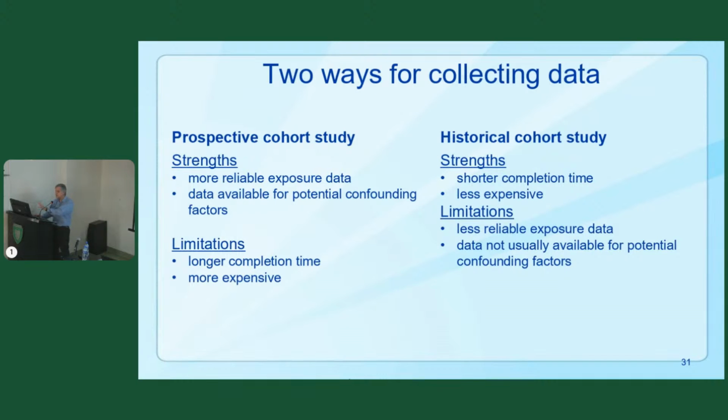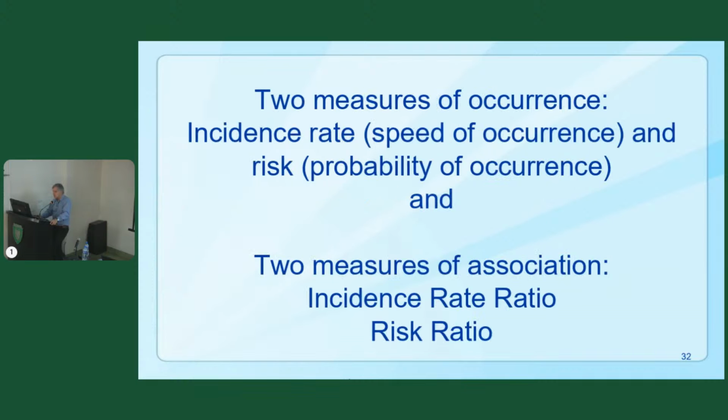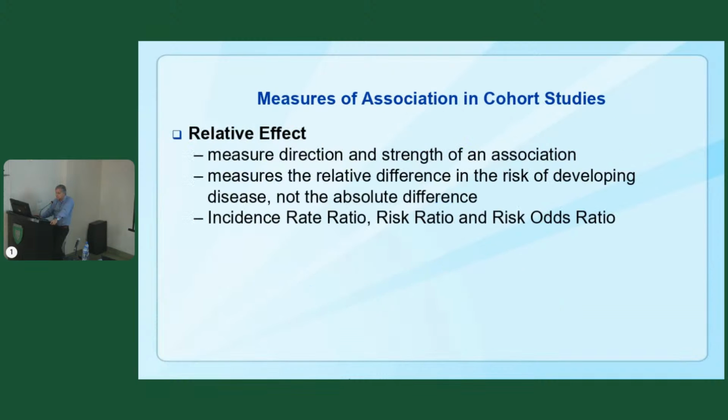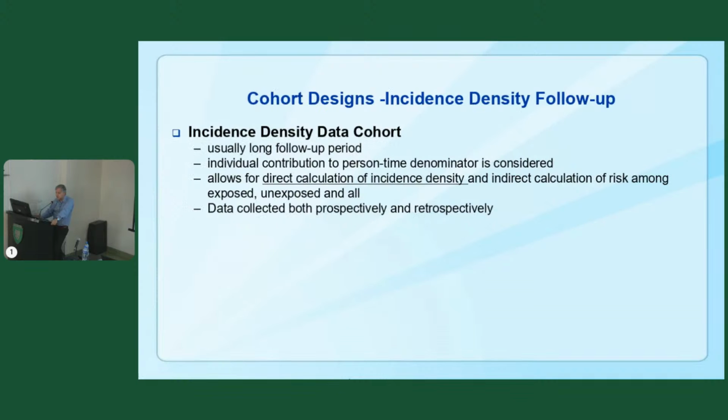Strengths and limitations, you can study that. There's a little bit of both the historical and prospective. The limitation of the historical is that the data is not usually available for potential confounding factors because it's already collected. It's not you who has collected the data. That's a big limitation. And it may be an unreliable exposure. To measure recurrence, like I said, the incidence rate and the risk. And then out of that, I can create the incidence rate ratio and the risk odds ratio.